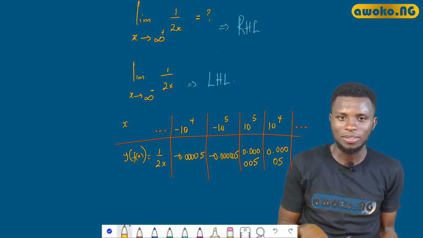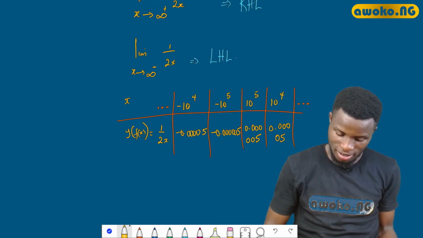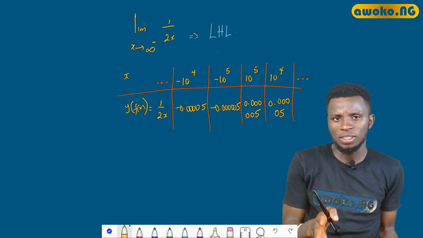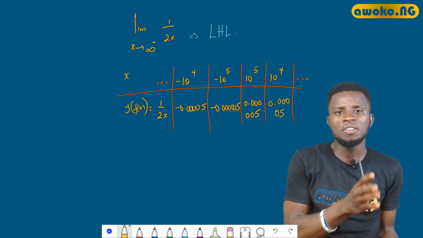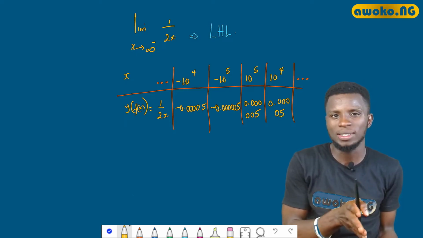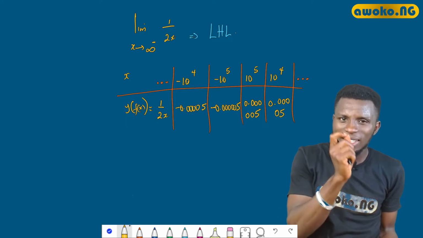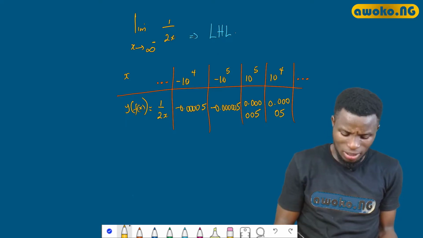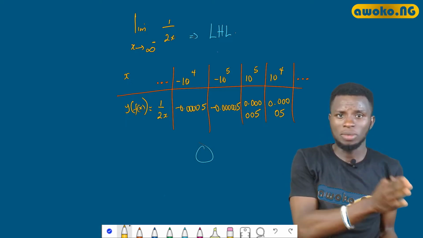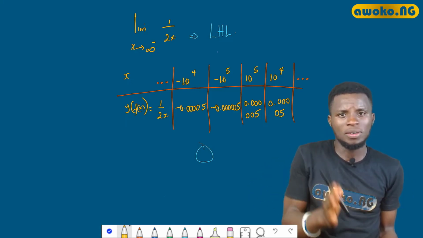So you can confirm that. Now, it will be observed. If you observe, you will see that the value of f of x, which is 1 over 2x, approaches a definite value. And what is that definite value? 0. Be it from the left or from the right.